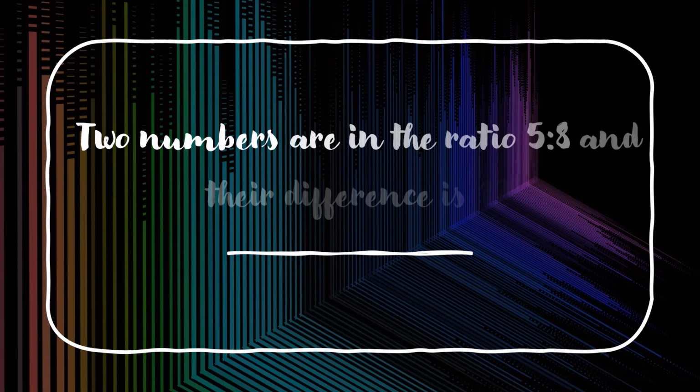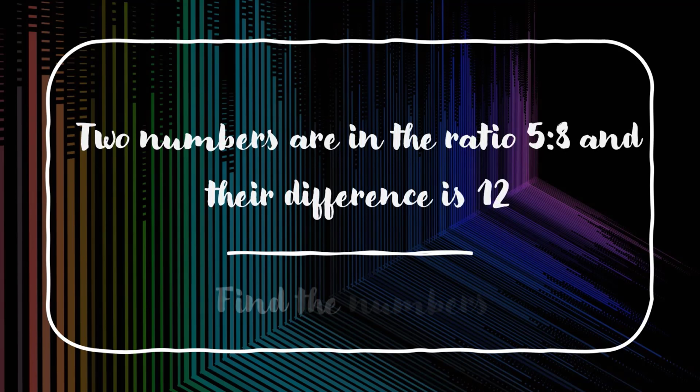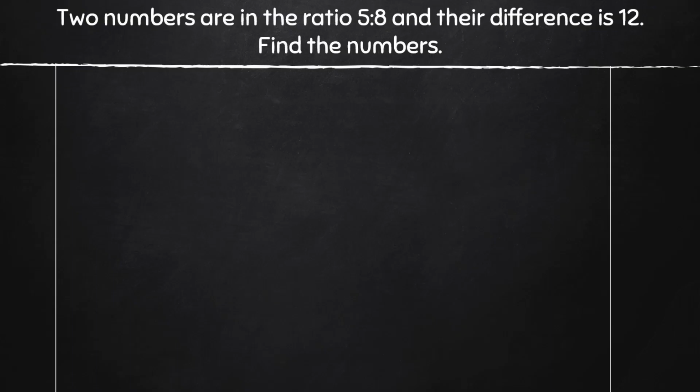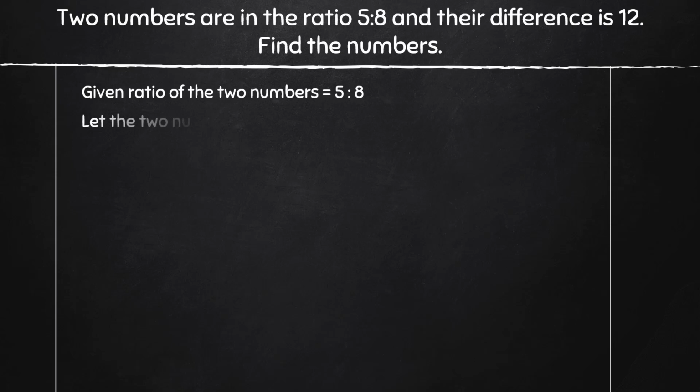Two numbers are in the ratio 5:8 and their difference is 12. Find the numbers. So we need to take the difference of the ratio and equate it to the difference that is given and find the numbers. Given ratio is equal to 5:8. So let's assume the numbers 5x and 8x. The ratio becomes 5x is to 8x. Correct?